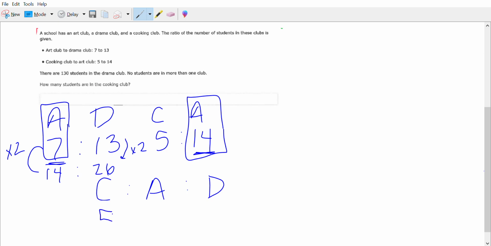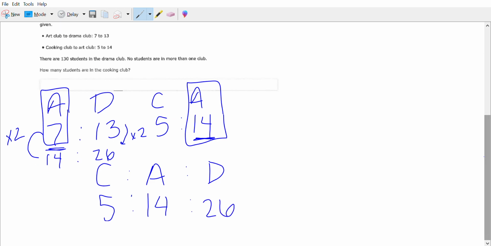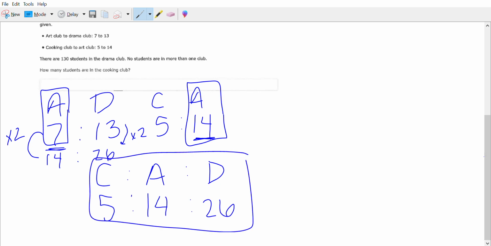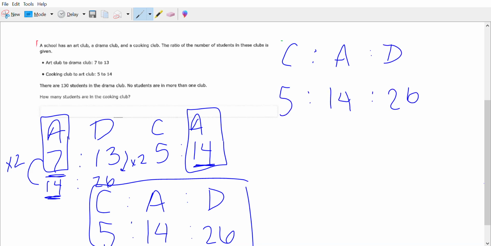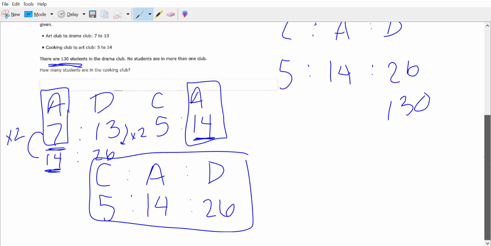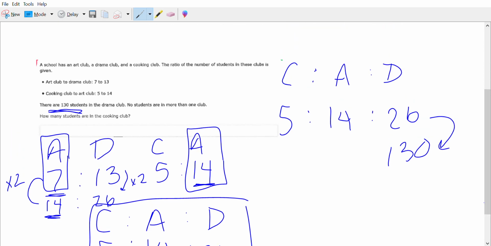So now we can compare all three ratios together. So cooking is 5 to 14 in art, just as art is 14 to 26. So that's my ratio comparing all three clubs. So again, I just changed my art to drama ratio to match my number of students in art to cooking. So I'm going to write it up here so I have more space. Okay, so there's 130 students in drama. So I want to get my 26 to 130.